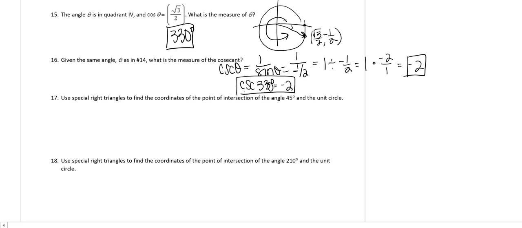Use special right triangles to find the coordinates of the point of intersection of the angle 45 degrees and the unit circle. Guys, we are almost there. Let's get that done. 45 degrees. I know that 45 degrees is going to be here. Oh boy. Draw on my circle. Okay, that actually didn't end up as terribly as I thought. So here is the point of intersection a 45-degree angle makes. So you're just swinging that radius up until we get to 45 degrees.